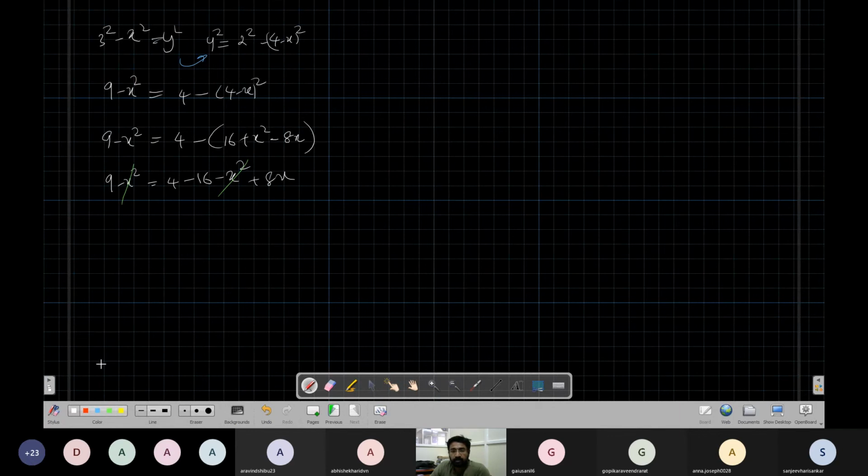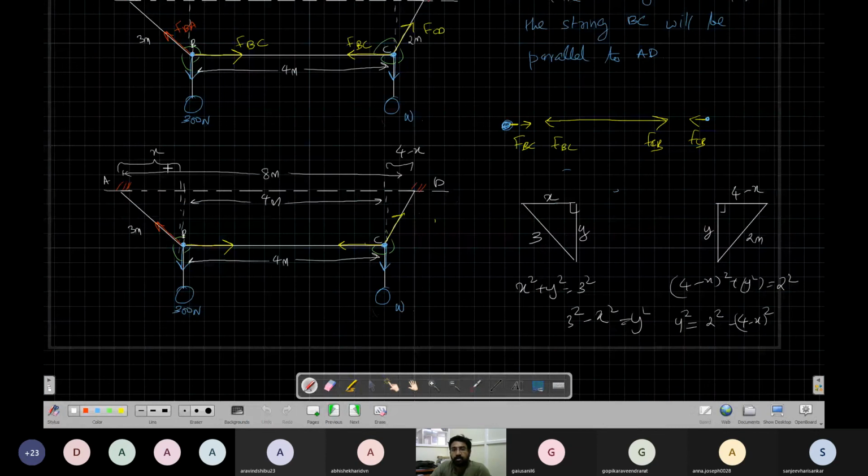Okay. So what we get is 9 equal to minus 12 plus 8x. So 8x is equal to 12 plus 9. So 8x is equal to 21. x is equal to 21 by 8. Okay. What is 21 by 8? 2.625. 2.625 meters. Right? Okay, the 2.625 meters there.